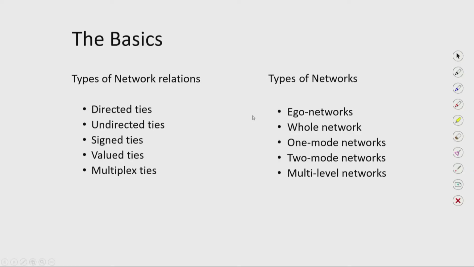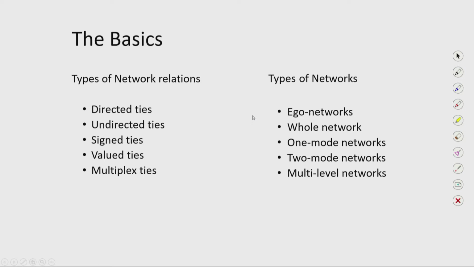So let's start with the basics. There are different types of network relations. The ties between the nodes in the network can be directed. I speak to somebody, there is a directionality. They can be undirected, so two people that are located in the same room do not have any directionality between them. The ties could be signed. I can like somebody or dislike somebody. The ties could be valued. I send 15 emails to one person and I send one email to another, meaning that my email tie to that person is weight 15 and to another weight 1.